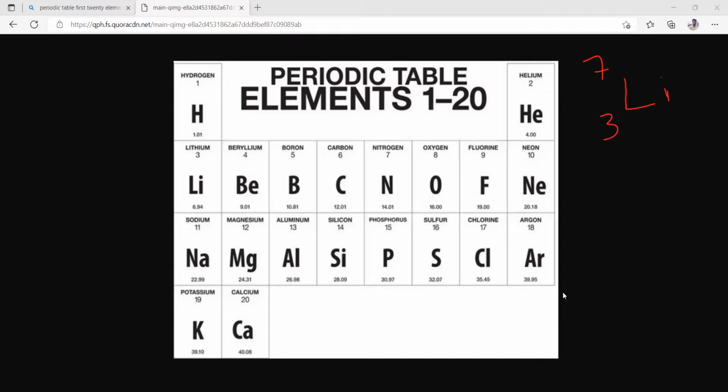Now you tell me, what is the number of protons here? How many protons are there in lithium? Anyone answer me, please? Do I have to explain this one or will you tell the answer? Will you tell me the answer or do I have to explain it again?